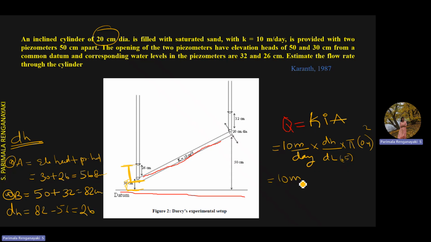So, 10 meter per day into 26 by 0.5 into pi into 0.1 whole square. This is the answer. From here, you can get the discharge of this value. Here it is meter square, and here it is meter square, so you will get the discharge in meter cube per day.